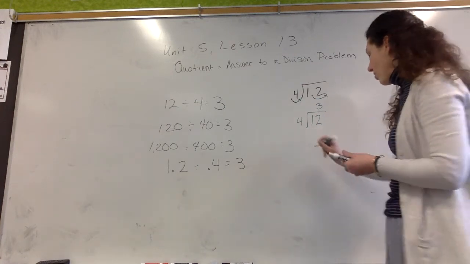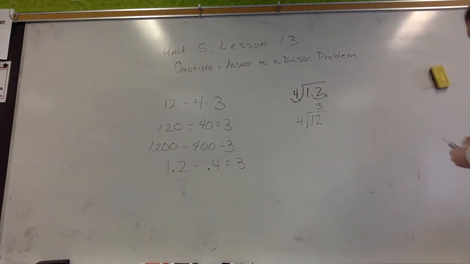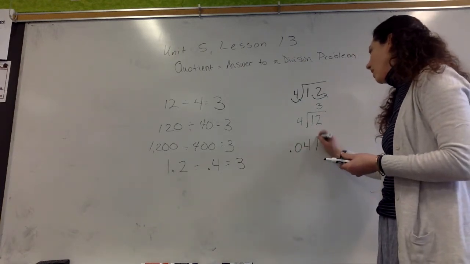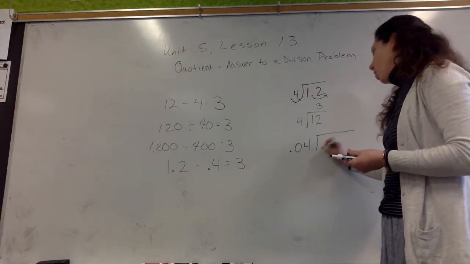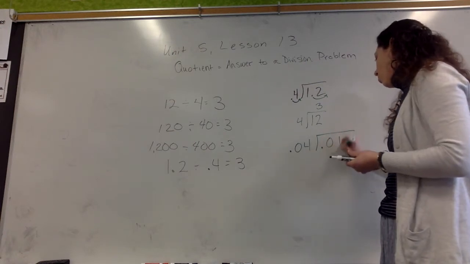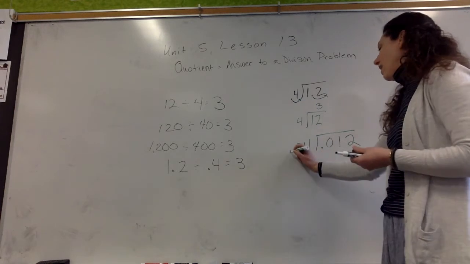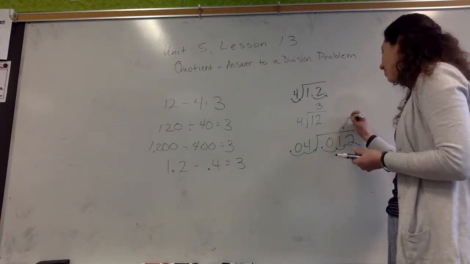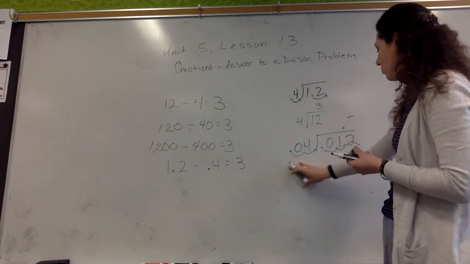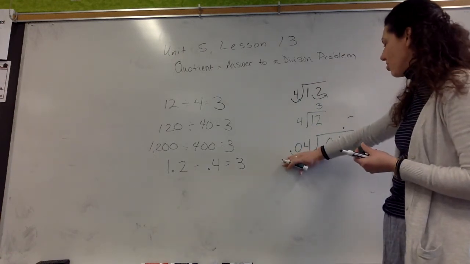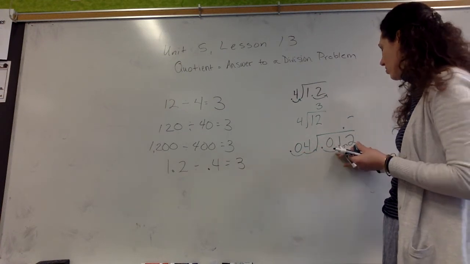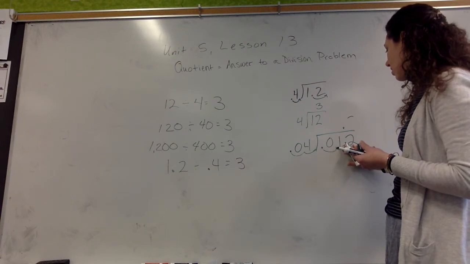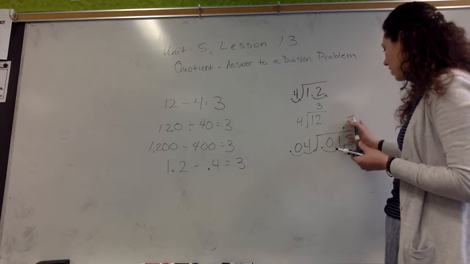I can do this with other numbers as well, okay? So if I had 0.04 and I had a 0.012, I can shift it twice, and my answer will still be there. This one wouldn't work though, because what I did was I shifted this twice. 400ths, right? So I want to keep this.